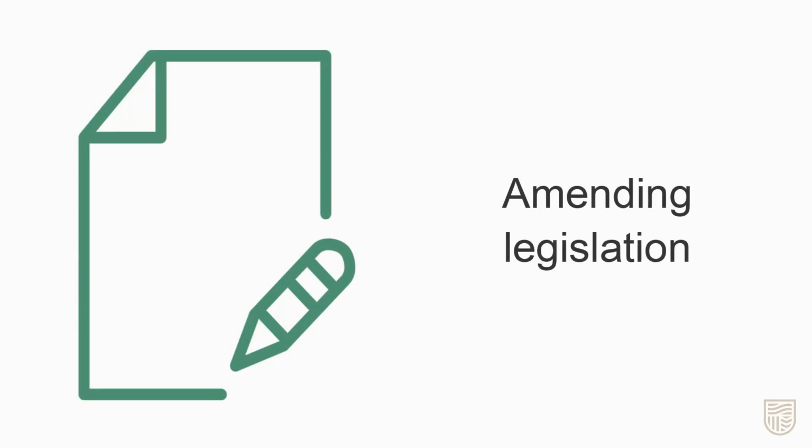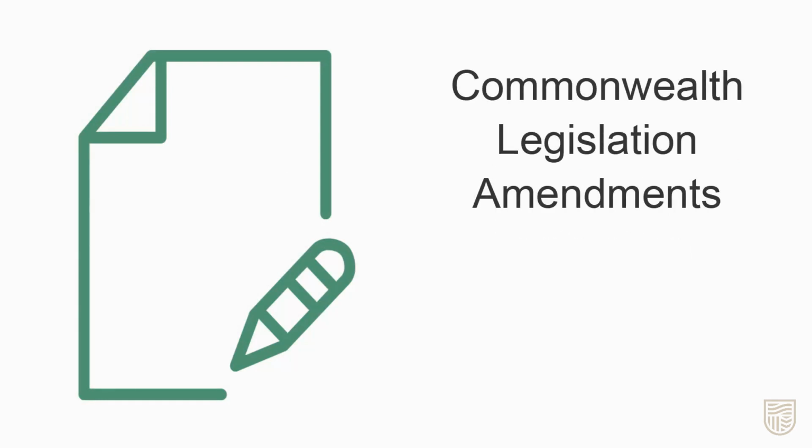Amendments, insertions and repeals are made to legislation by amending legislation. Amendments made to specific Commonwealth legislation are identified in the endnotes of the legislation. We've been asked to look at the changes made to the Marriage Act 1961 Commonwealth, Section 5.